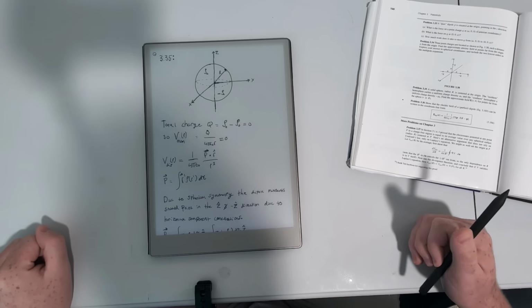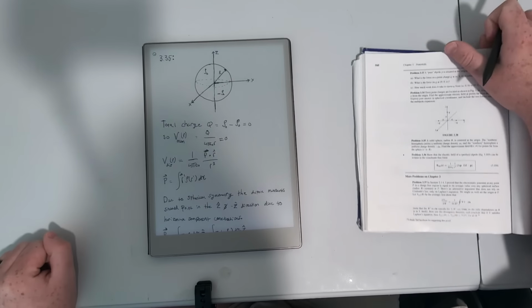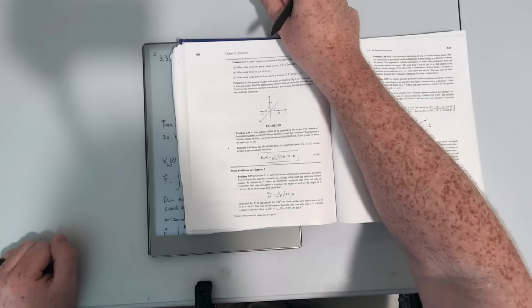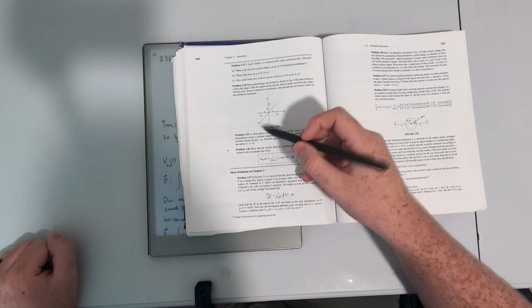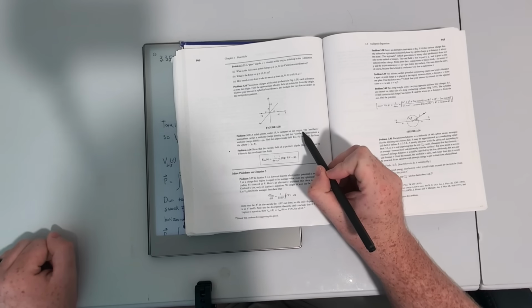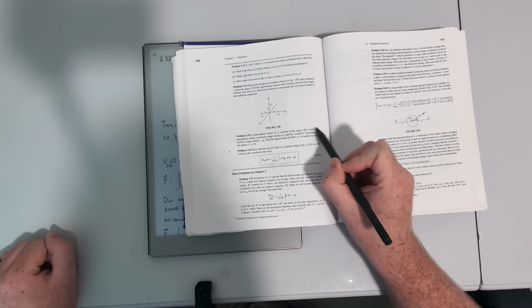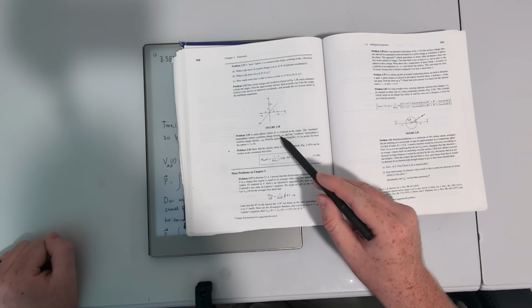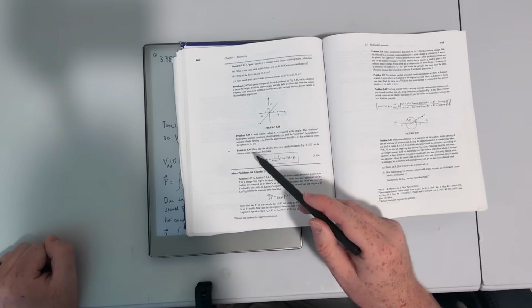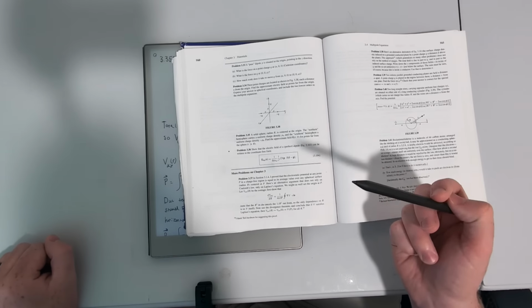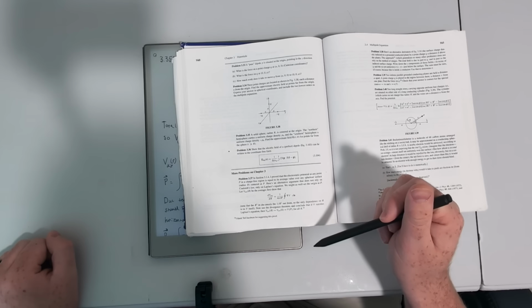This is problem 3.35. So I'm going to go over the problem statement here. We have a solid sphere of radius capital R centered at the origin. The northern hemisphere carries a uniform charge density rho naught, and the southern hemisphere carries a uniform charge density minus rho naught. So they're equal but opposite charged.